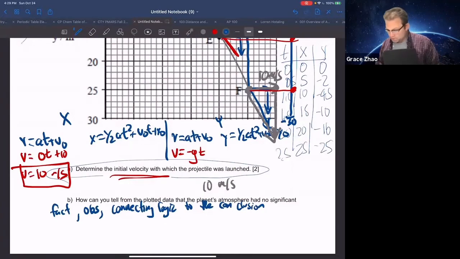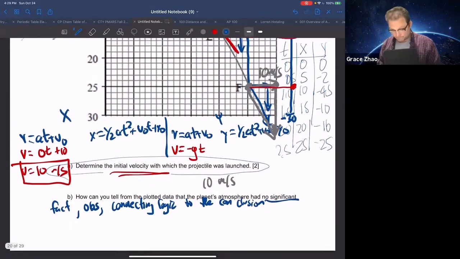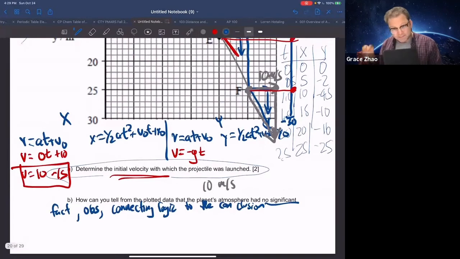So if there was no significant air resistance, then what would be true? Anyone can answer this. If there's no significant air resistance, what would be true?